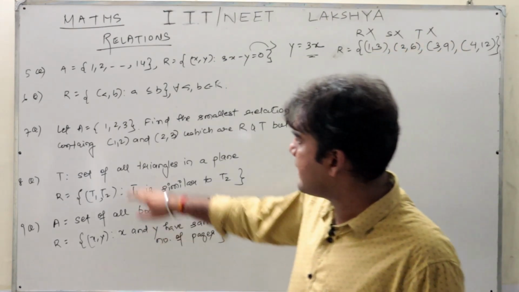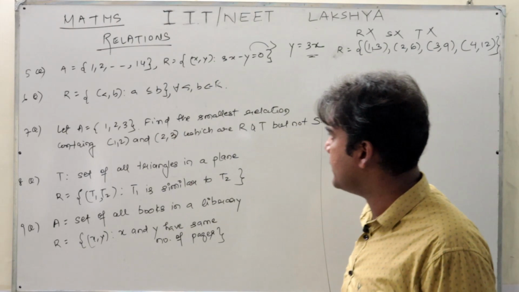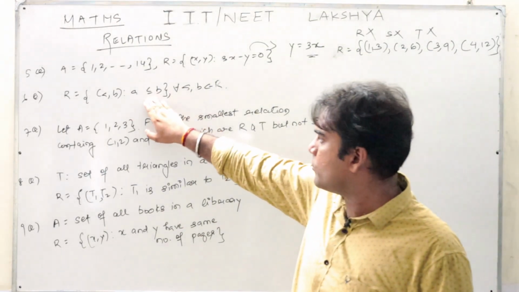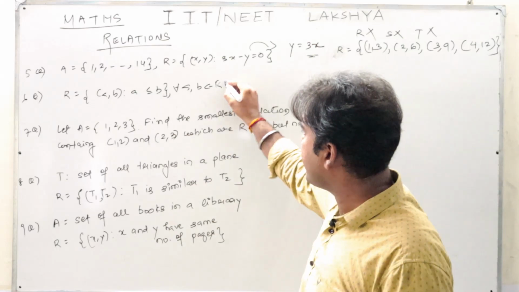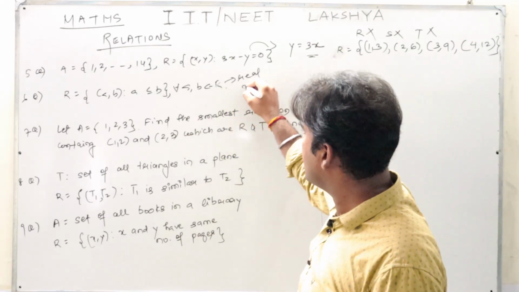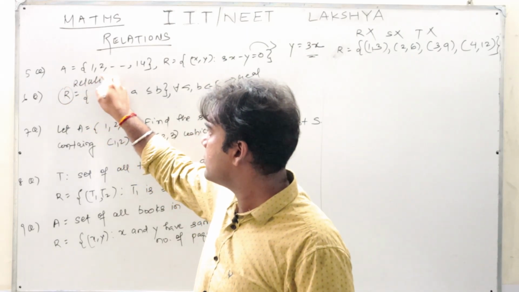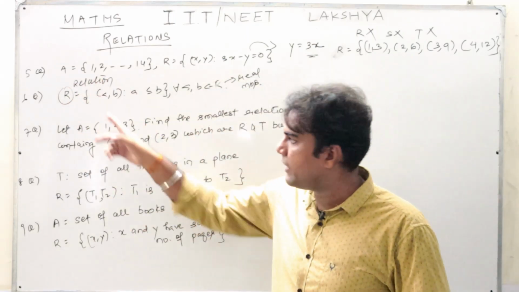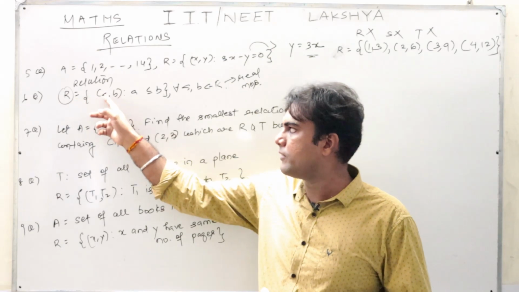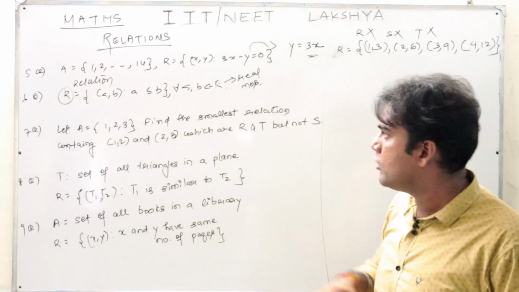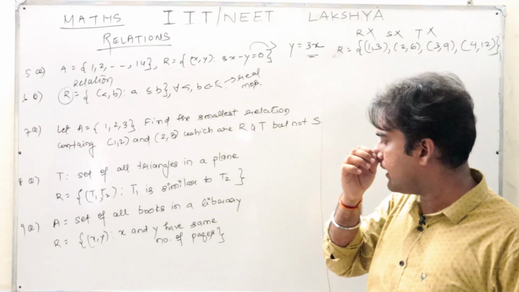Let us go to the second question. (a, b) such that a is less than or equal to b, (a, b) belongs to R. This R here means real numbers. So how to read the question? R is a relation of ordered pairs (a, b) such that a is less than or equal to b for every a, b belonging to real numbers.